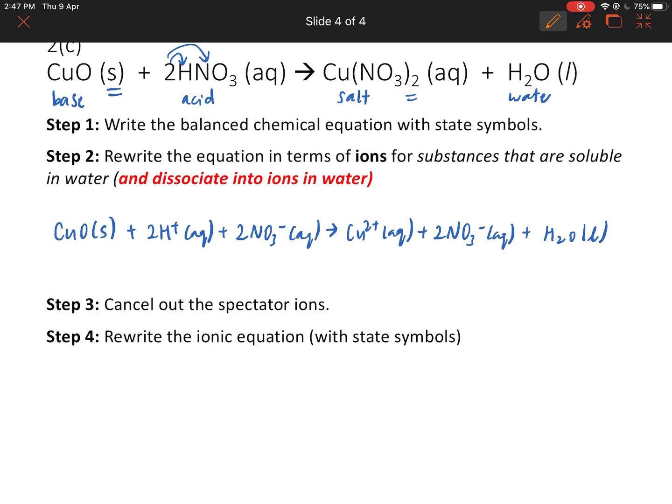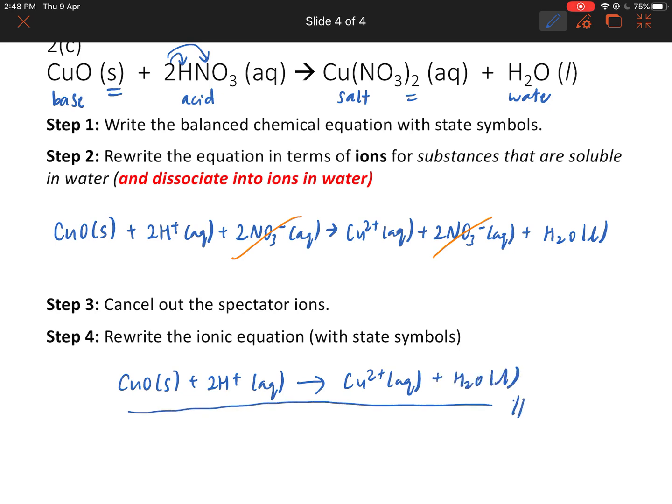Let's look at the spectator ions. They are nitrate. Finally, you rewrite out the chemical equation. And there you go. This is the ionic equation.